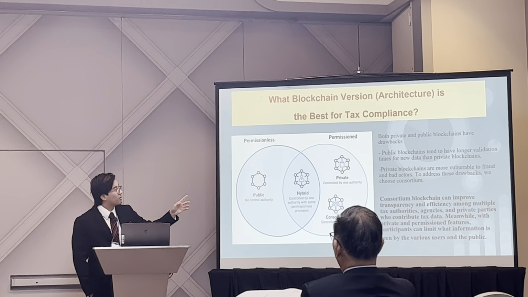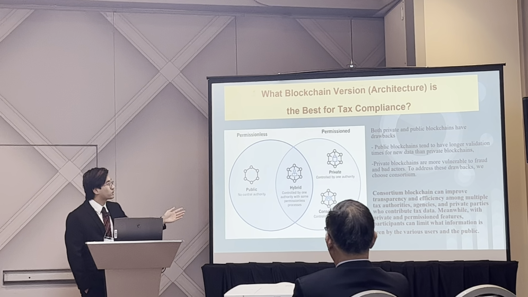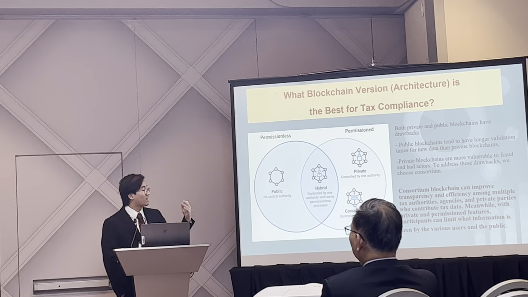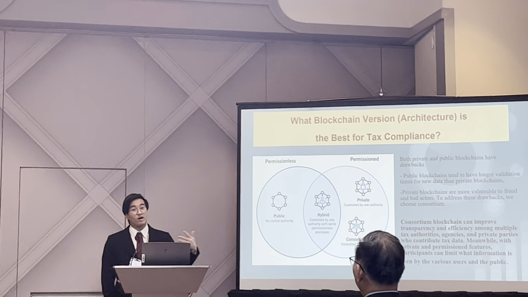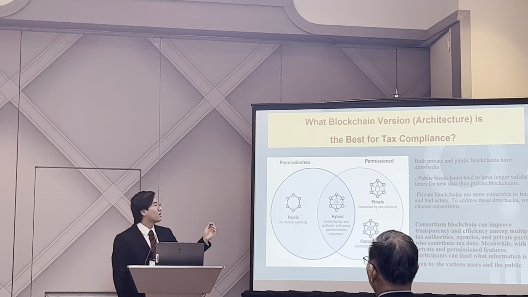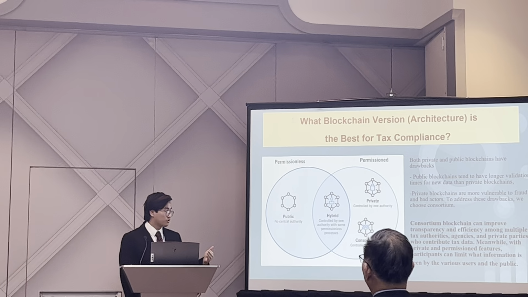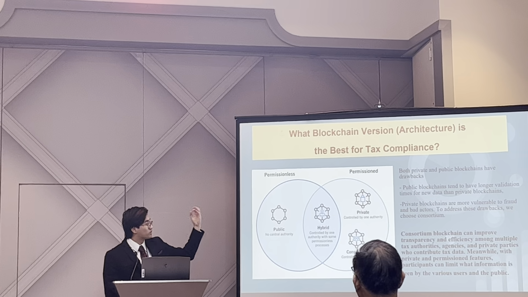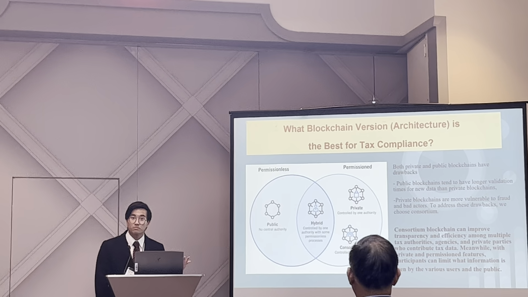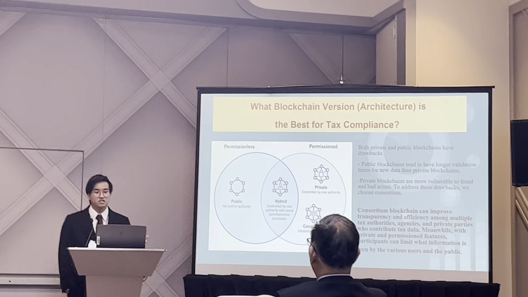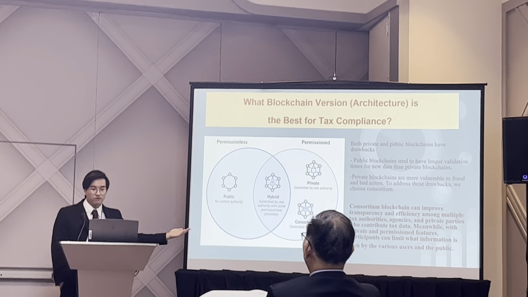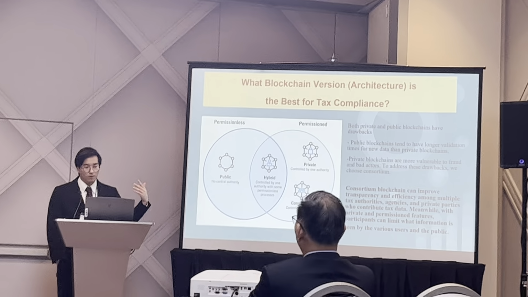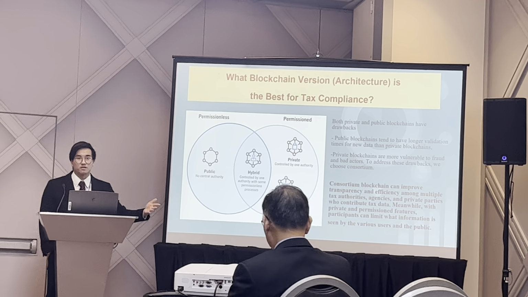However, both private and public blockchains have drawbacks. The public blockchain tends to have longer validation times for new data compared to a private blockchain. However, private blockchains are more vulnerable to things such as bad actors or fraud. So in order to address these drawbacks, we'll use the consortium. The consortium blockchain can improve transparency and efficiency among multiple tax authorities, agencies, and private parties who contribute tax data. Meanwhile, with private and permissionless features, participants can limit what information is going in and being seen by various users and the public.